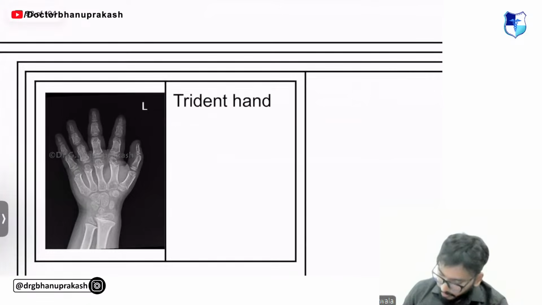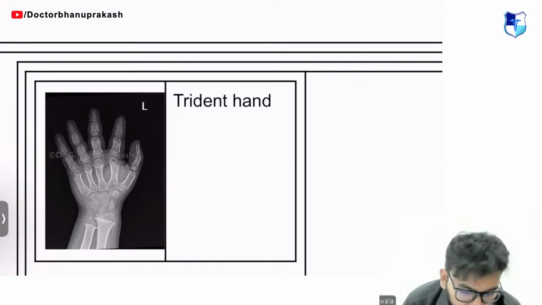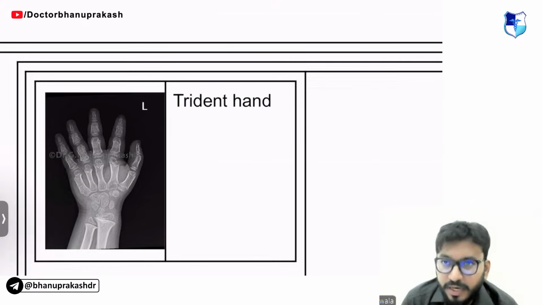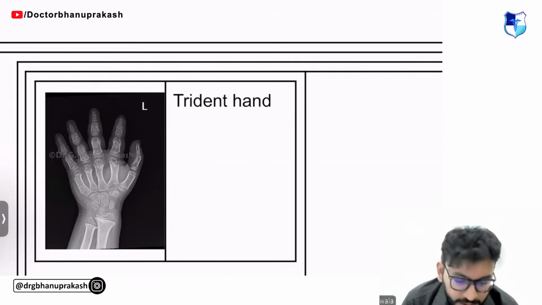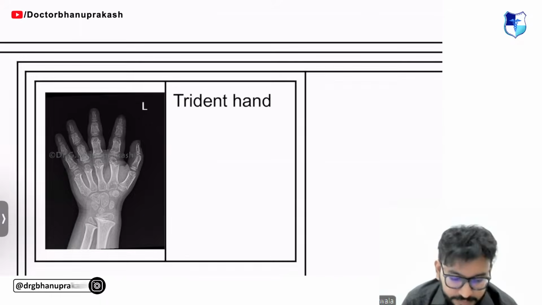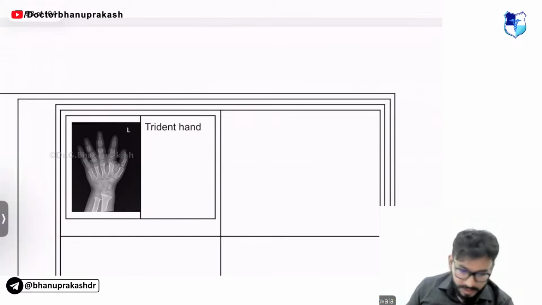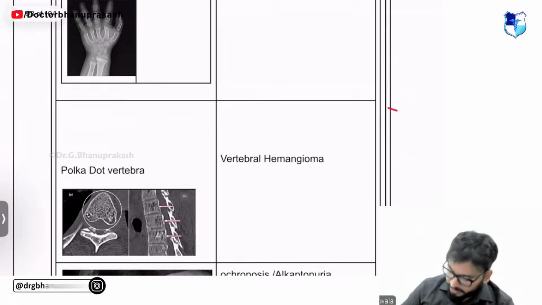Trident hand. Come on. It is seen in what? Trident hand is seen in which disease? Come on, guys. Come on, answer. I know you're tired, but we're towards the end. We're ending it very soon. Tell me. Trident hand is seen in which disorder? Let's go. Yes, it is the same. It is achondroplasia, guys. Achondroplasia.